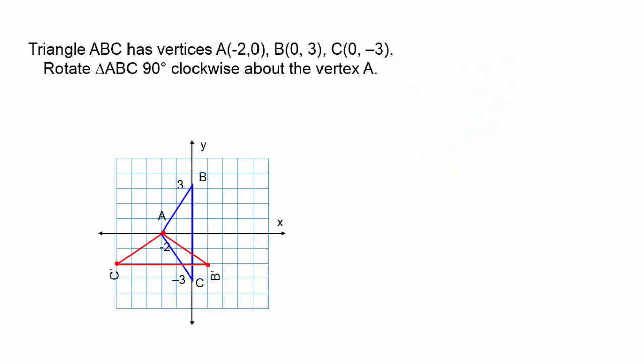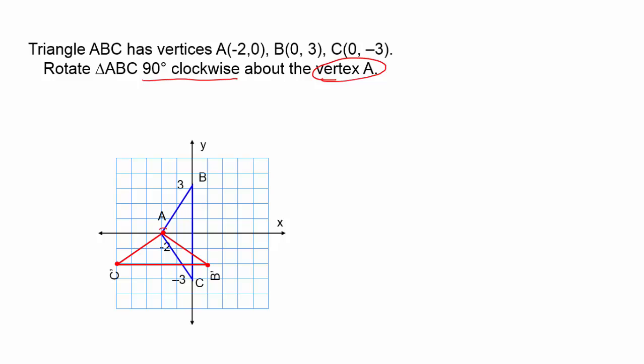Let's take a look at this triangle. Triangle ABC has vertices A, which is (-2, 0), B (0, 3), and C (0, -3). We want to rotate triangle ABC 90 degrees clockwise about the vertex A. So once again, my rotation is not going to be about the origin, it's going to be about vertex A. So let's take a look at how that rotation is going to take place.